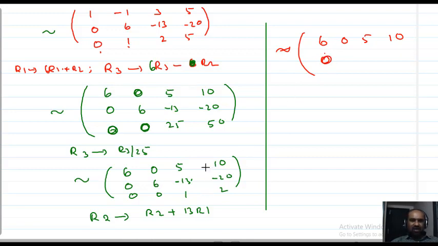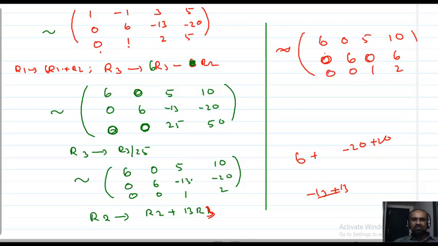Here you will change R2 means 6 plus 13 into, what is this, R1 or R3? R3, not R1. Okay, 6 plus 13, that is 6 only, no change. So minus 13 plus 13, this is 0 here. Okay, here we will change. So what is R3 minus 20 plus 13 2s are 26 plus 6 you will get here. So 0 0 1 2.